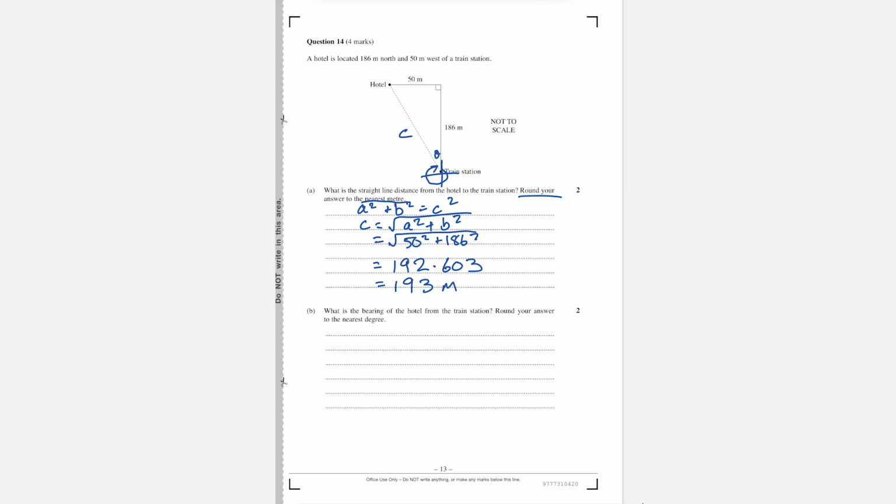All right, so what we're looking for is this angle. The origin is the train station, and it's this one all the way around to that dotted line. So to find that bearing, we want to find what theta is first. So theta, tan theta, is going to be equal to opposite over adjacent, which is equal to 50 over 186. So then theta, we just put this into our calculator.